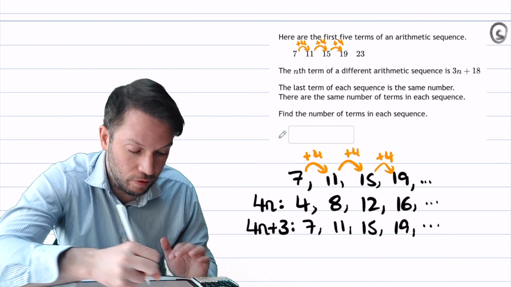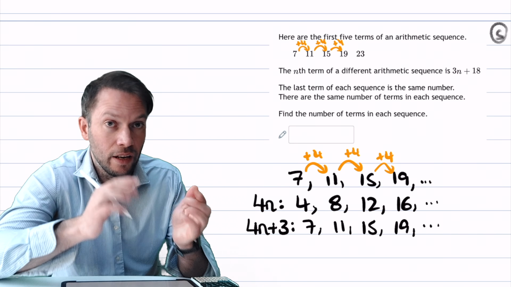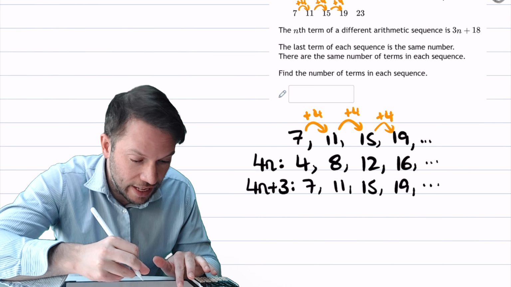And the nth term formula of the other sequence is 3n plus 18. And we're saying for some particular n, the 2 terms are the same of each sequence. So we're going to set the 3n plus 18 to be equal to that 4n plus 3, because we're saying those nth terms are the same for the 2 formulas for a particular value of n. Now we need to solve this equation.